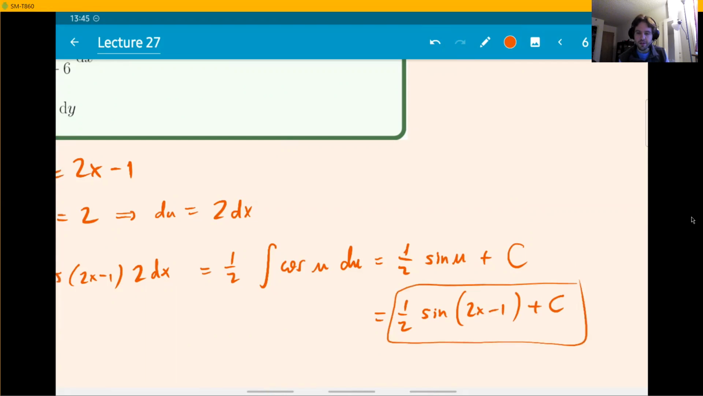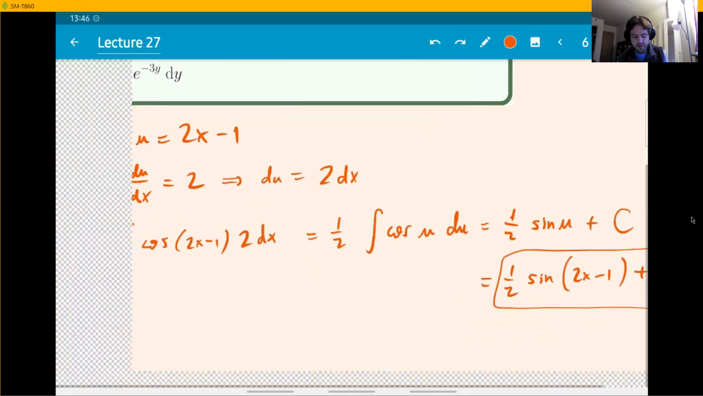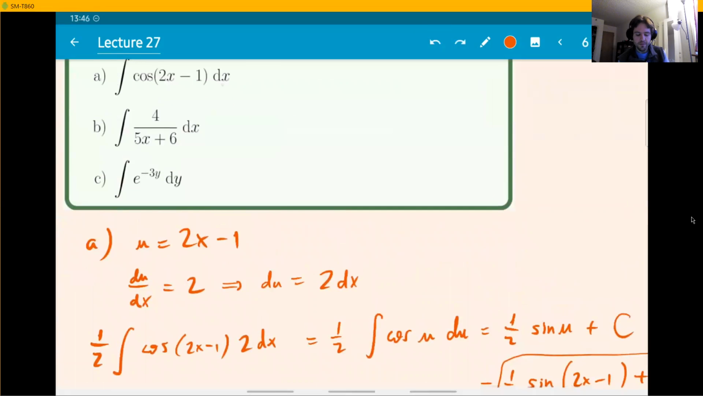Now let's mentally take a derivative of this to check. When you differentiate this, you're going to get cosine of 2x minus 1 times 2 because of the chain rule. And this times 2 cancels the 1/2. So it gives you just the cosine that you had in the original integral, this one up here. So it's the correct answer. Let's do this now for the others.